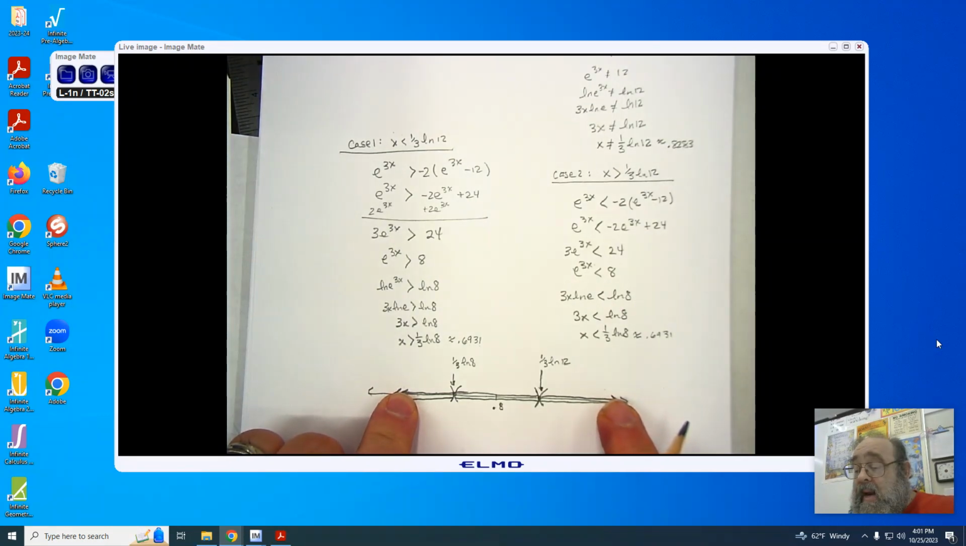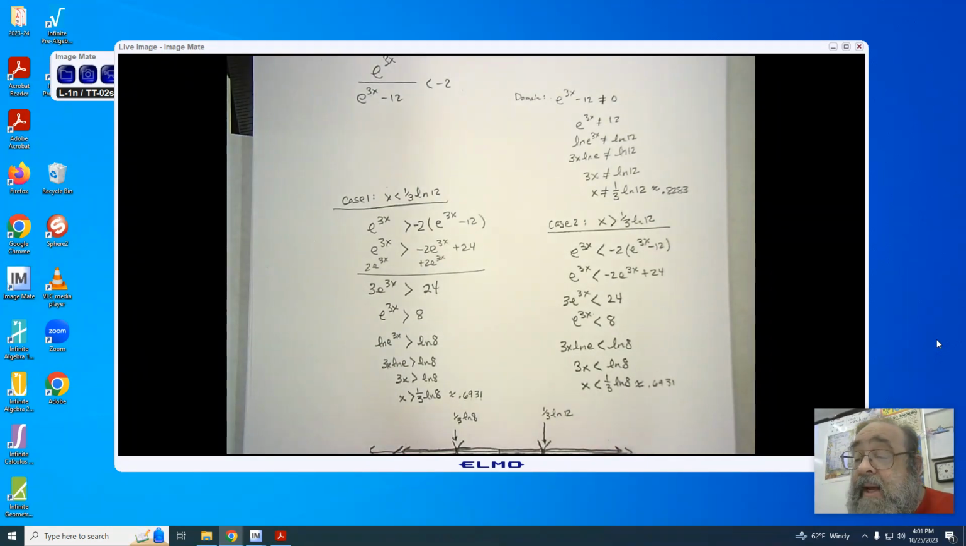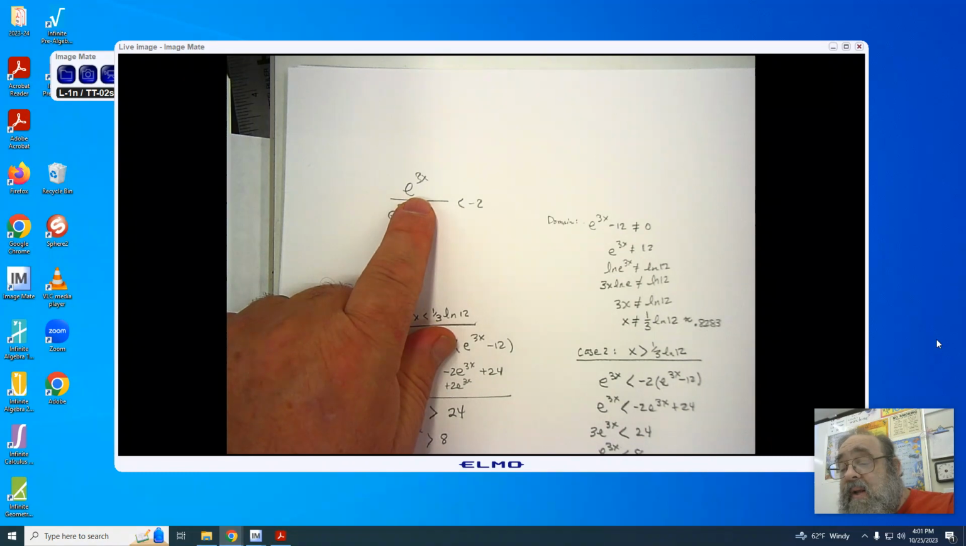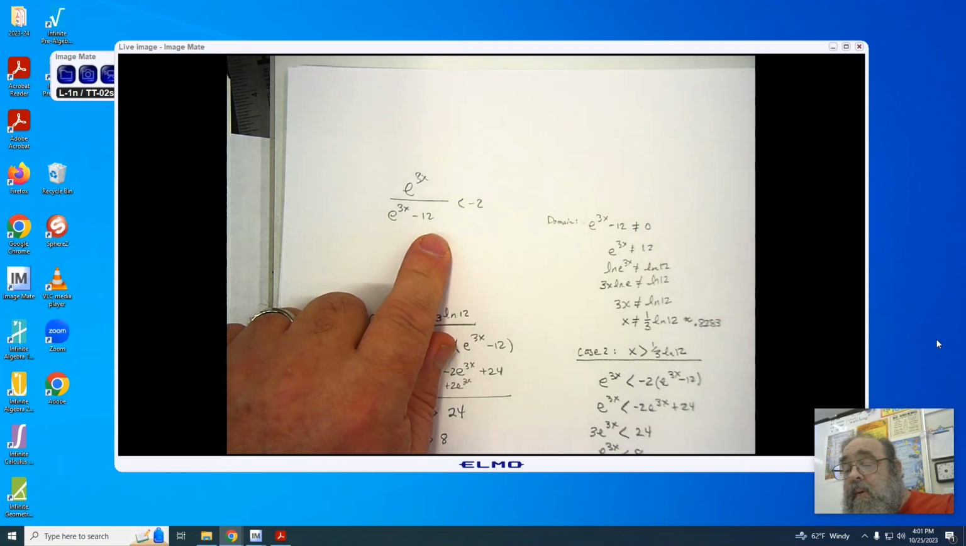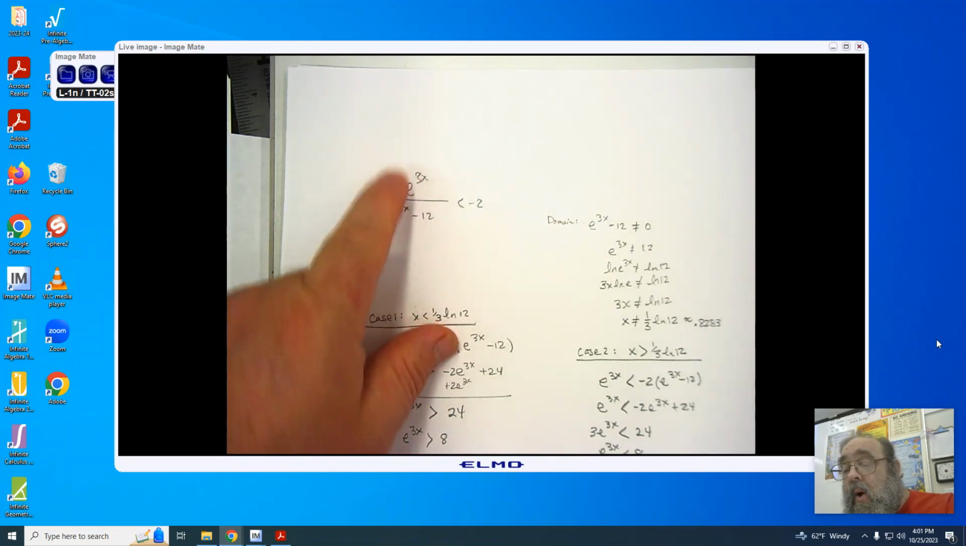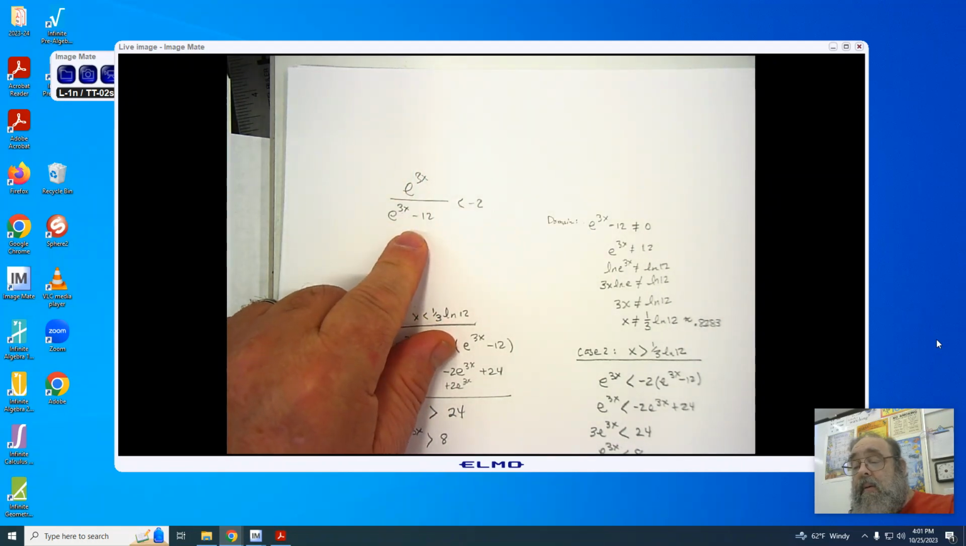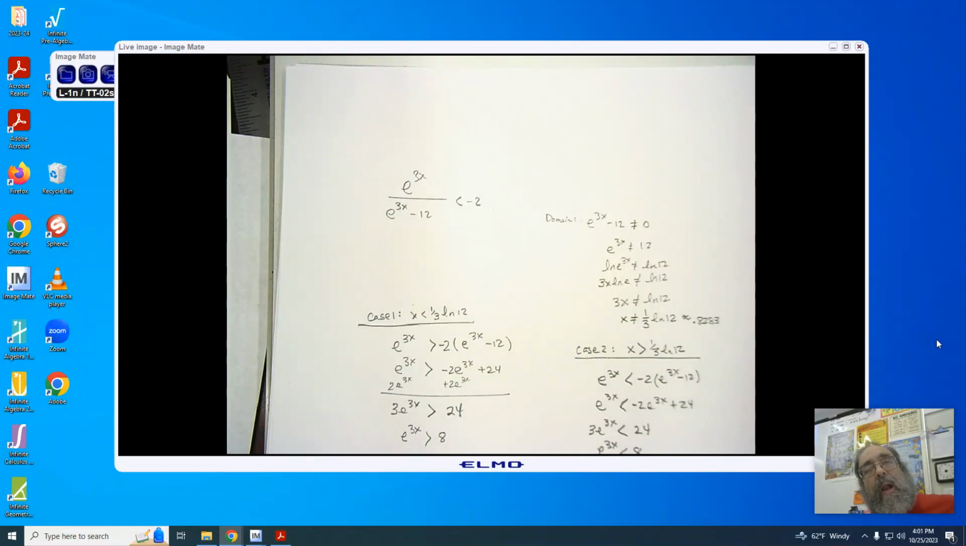All right? Now I could always choose another value like 0. Okay, 0 is off on this side over here. And if I plug in 0, anything to the 0 power is 1. So I have 1 over 1 minus 12, and that's going to give me 1 over -11. But -1/11 is not less than -2. It's greater than -2. And as a result, that is not part of my solution.